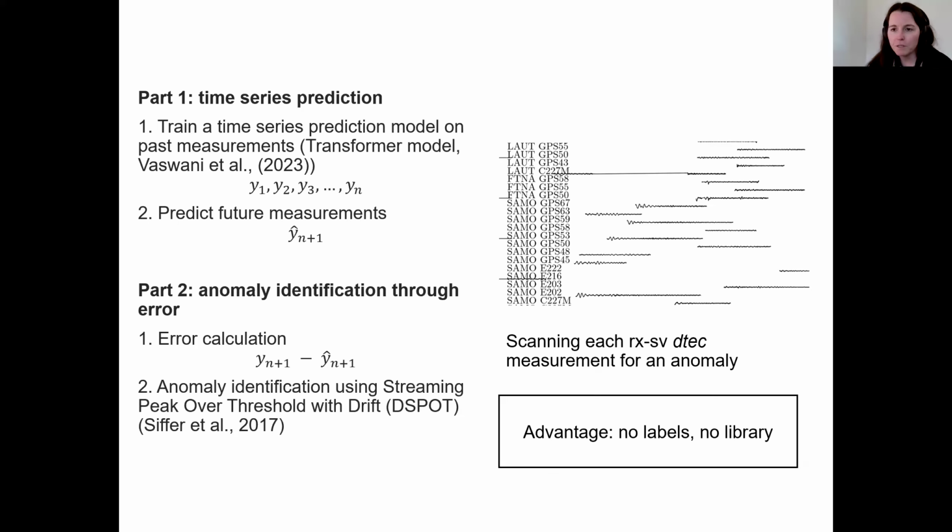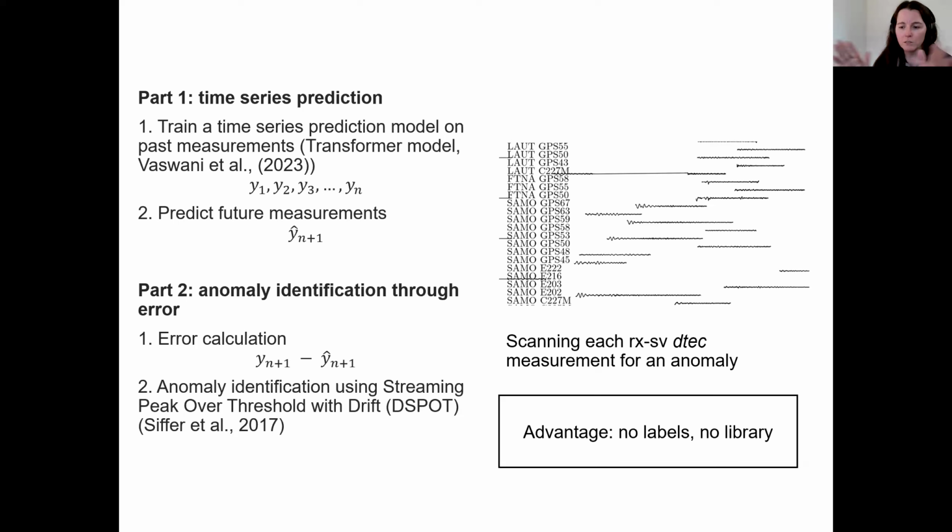There's a huge advantage with this method because it is fairly simple and broad. We're not labeling any of our training data. We're just feeding in tech measurements. We don't need a library. We don't have to pull lots of historic earthquake signatures, events. We don't need to pull them and label them so that we can train on them.